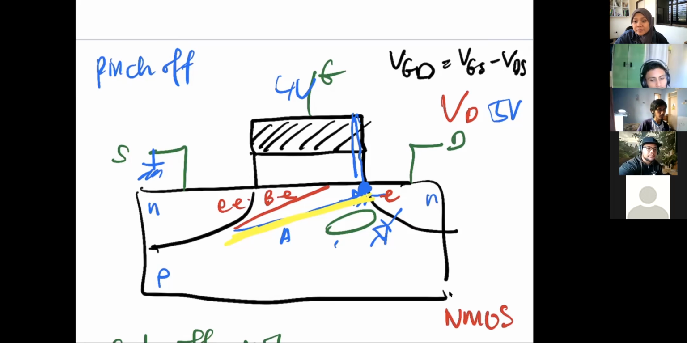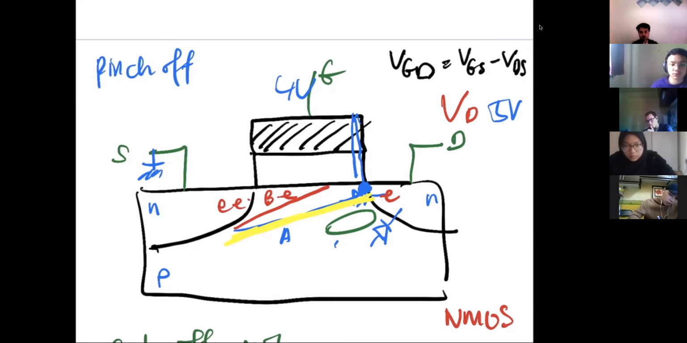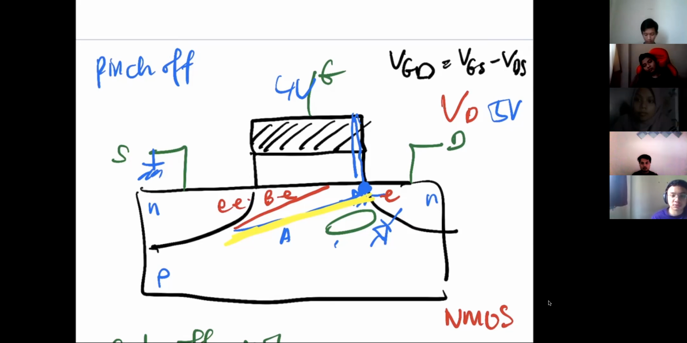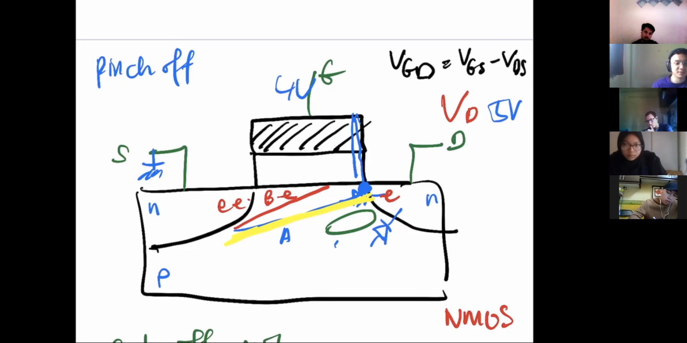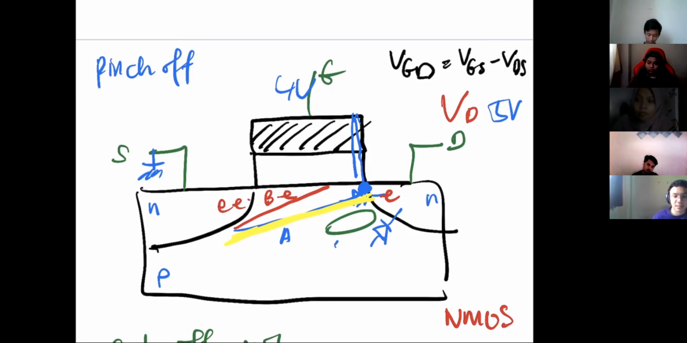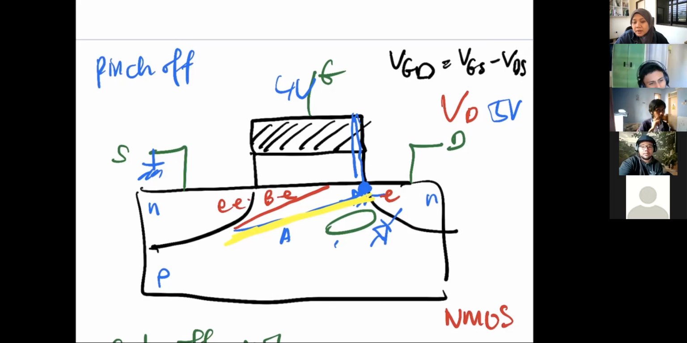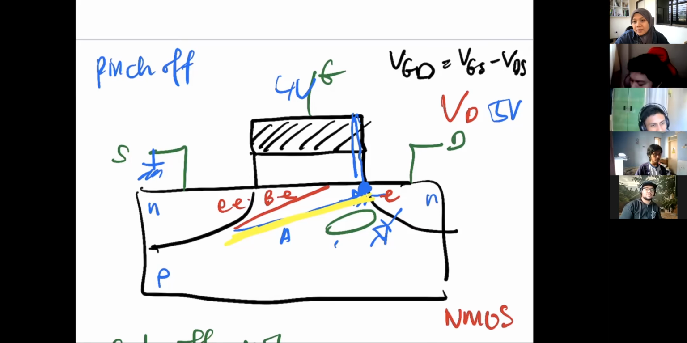Any more question? No? Last, madam. Does the drain and source interchangeable? Drain and source, is it interchangeable? Good question. What do you think? It depends on the material for the drain and the source. If it's the same, maybe can. Do we normally make different material for the drain and the source? No, we use the same material, so it's interchangeable.